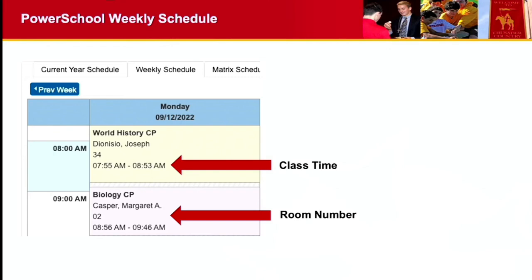I think a lot of students find this helpful to see the rotation, where they're going, and what time they're going. Once we add in activity periods, and if we have a mass day or a special schedule, that will be reflected here. So you don't have to worry about comparing the bell schedule to your matrix schedule. You'll see it right on the weekly schedule.